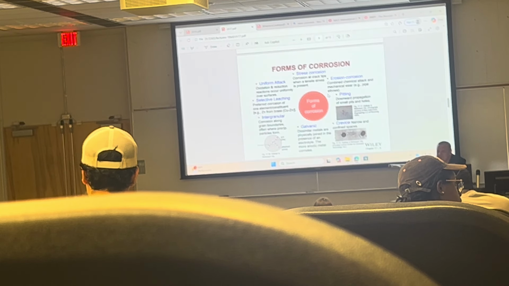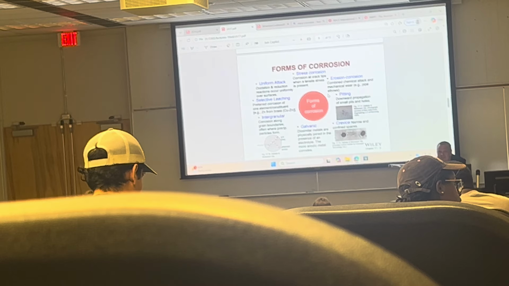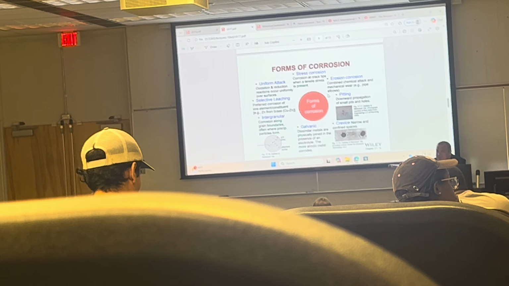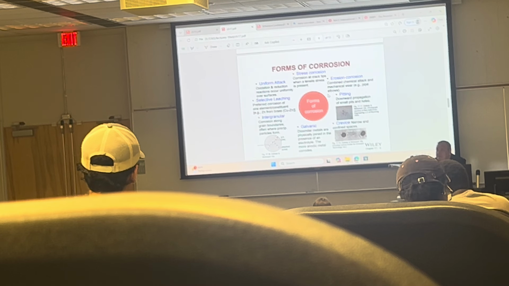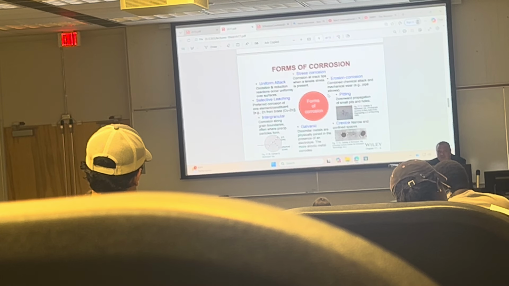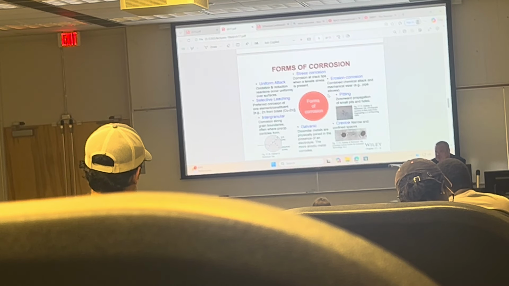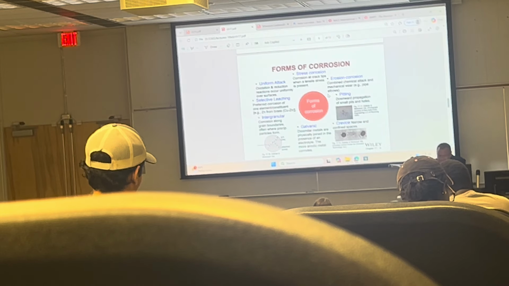Okay, so can you tell me roughly what you've seen so far? What are the two main processes involved in corrosion? What's rust? Iron oxide, okay? So one part of the corrosion is oxidation, and another part is reduction. Very good.